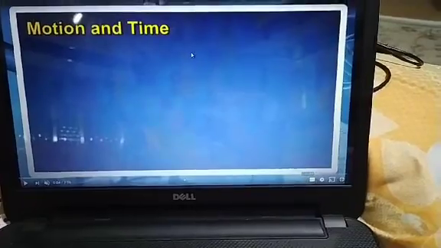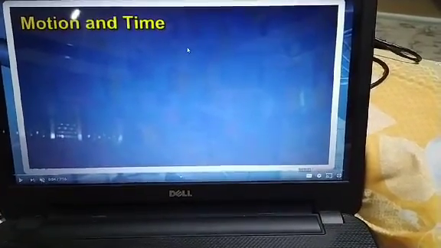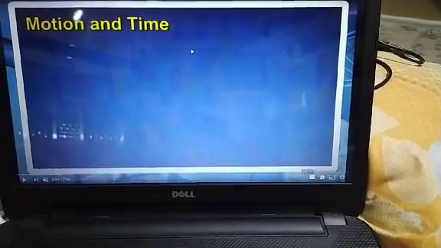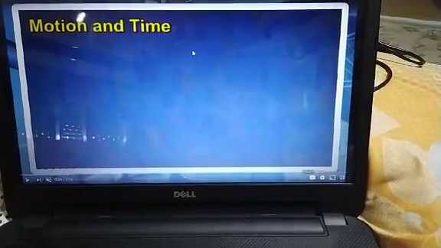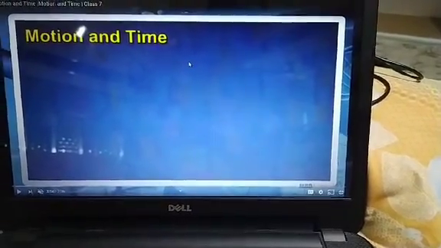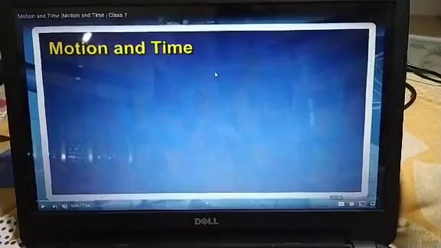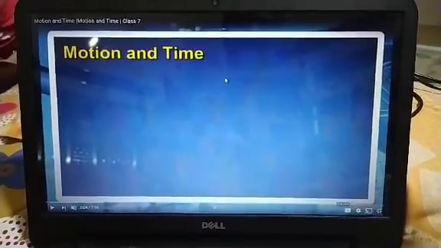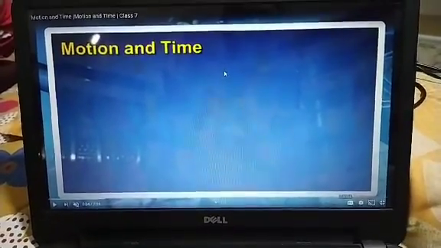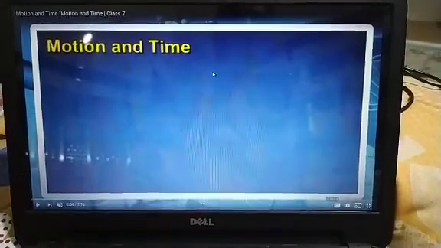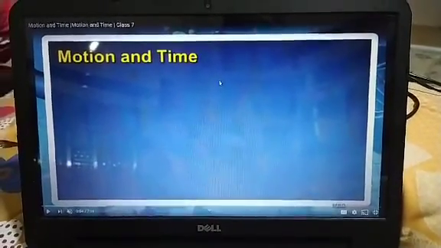Here we are on the second part of the chapter, that is motion and time. In our previous video, we did the introduction of the chapter, and we also learnt something about speed, uniform and non-uniform speed. Today we are again going to revise the full chapter. So here we go.